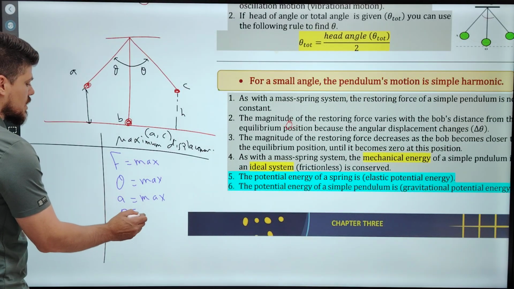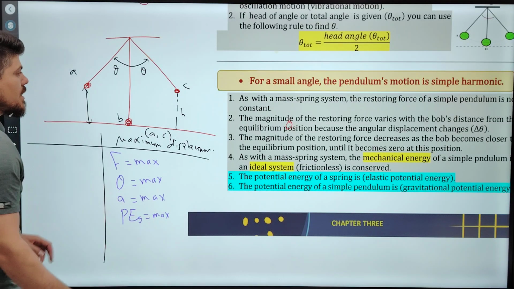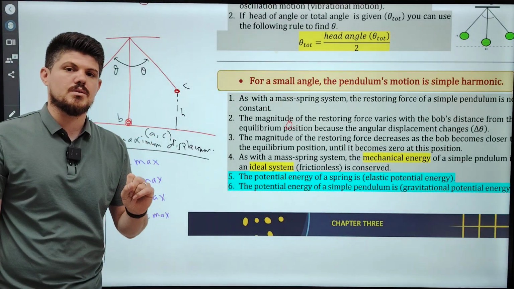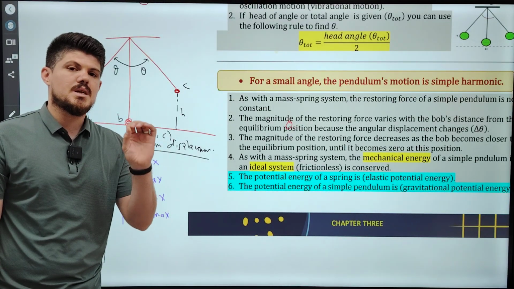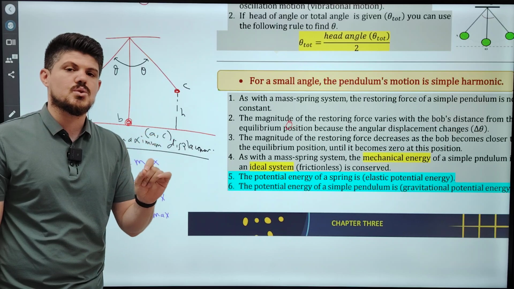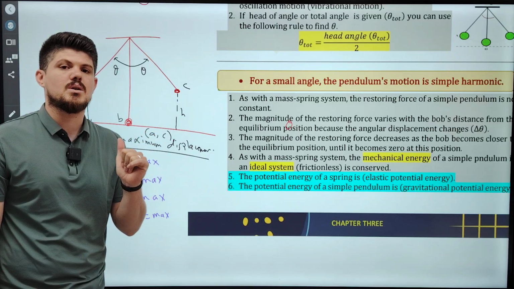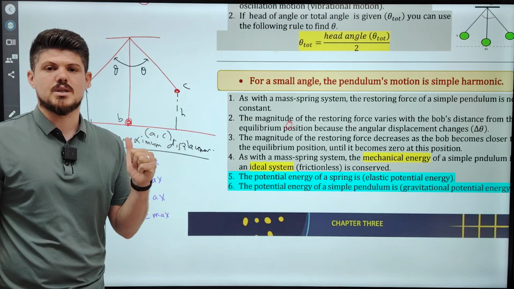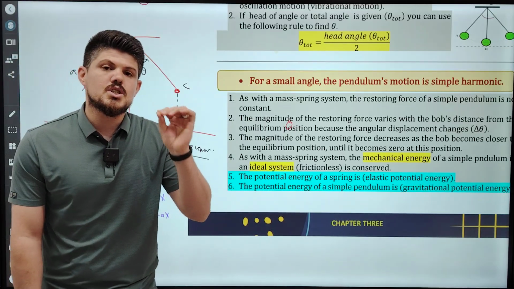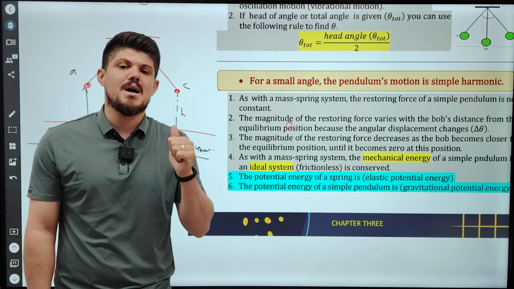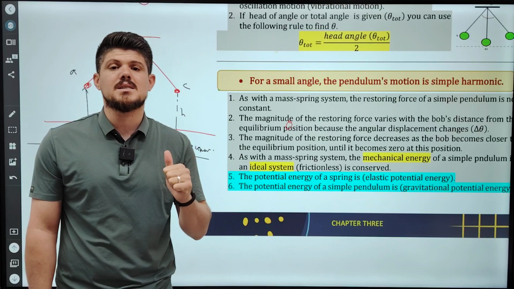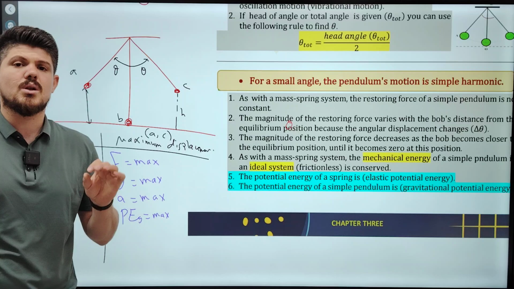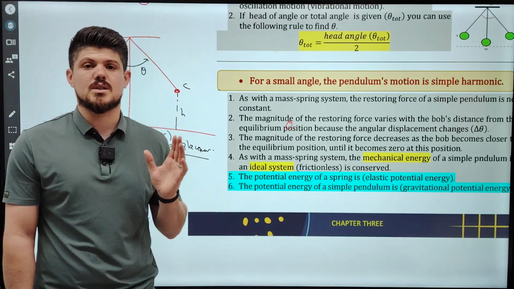Gravitational potential energy, maximum. In a simple pendulum, we don't have elastic potential energy, be careful. What is the type of the potential energy that's stored in the simple pendulum when the bob reaches maximum displacement? Gravitational potential energy. The potential energy that is stored in the mass spring system was elastic potential energy, but the potential energy that is stored in the simple pendulum is gravitational potential energy.